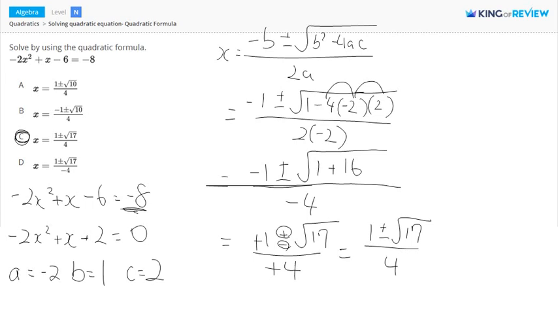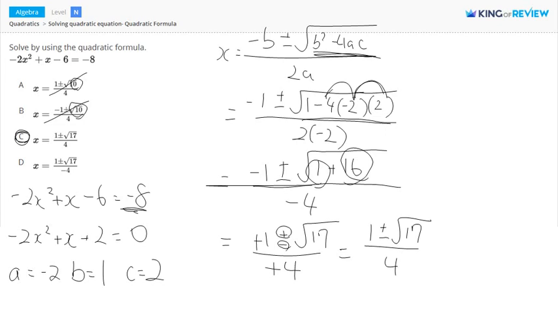Now let's look at our other options. Option A says square root of 10. But if we do b squared minus 4ac, we're going to be doing 1 squared minus 4 times negative 2 times 2. And that 4 times 2 times 2 comes out to 16 plus 1. That's why this is wrong. What about option B? It also says square root of 10, so you immediately know it's wrong.